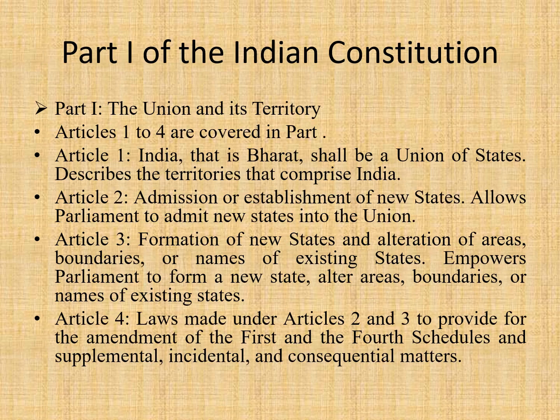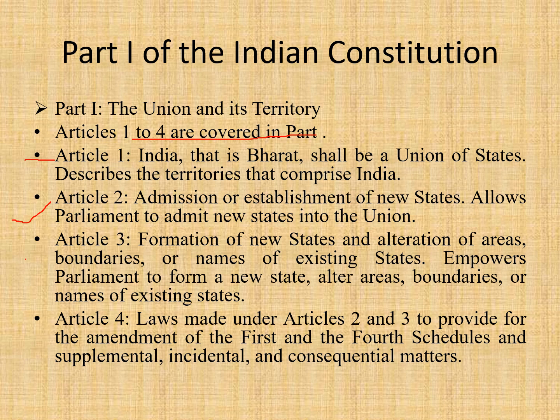In the next slide, we are going to see part 1 of the Indian Constitution. Part 1 refers to the Union and its territory. Articles 1 to 4 are covered in part 1. Article 1. India, that is Bharat, shall be a Union of States. Describes the territories that comprise India. Article 2. Admission or establishment of new states. Allows Parliament to admit new states into the Union.